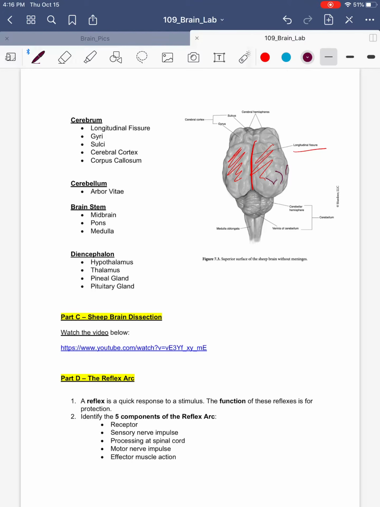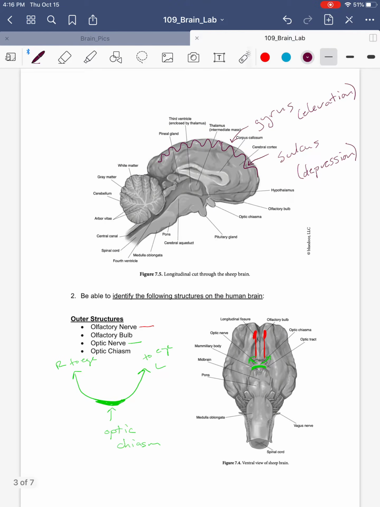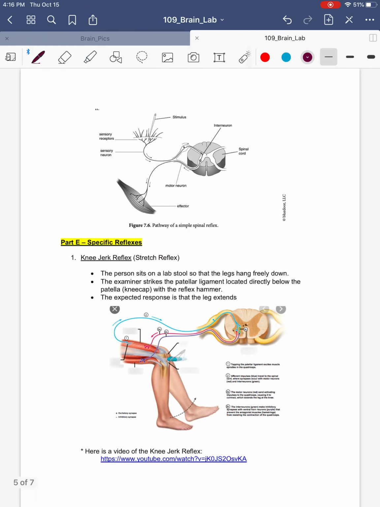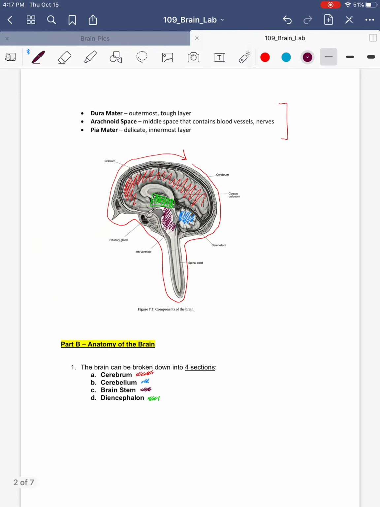The last thing here for the cerebrum would be the corpus callosum. I'm surprised it's not labeled there. Let's see, was it on this one? Yeah, it is labeled on this one. The corpus callosum, let me just clear this out for us.